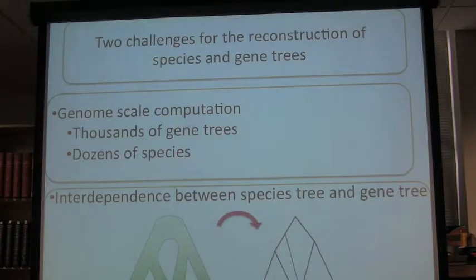And so this has to meet two challenges. First, we have to do large-scale computations because, as I said, we have thousands of gene trees, and these days we have dozens of species, if not hundreds of species. And then the more fundamental problem is that we have a strong interdependence between the species tree and the gene tree. Basically, if you know the species tree, it helps for reconstructing the gene tree. And if you know gene trees, it helps for reconstructing the species tree.